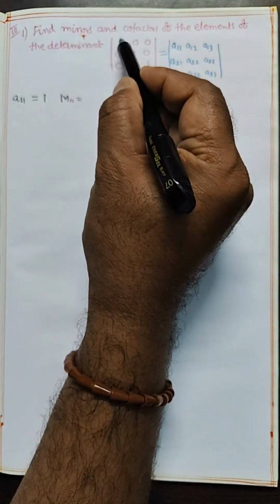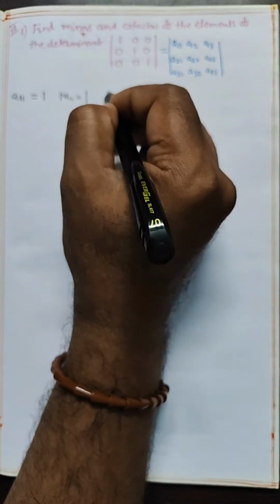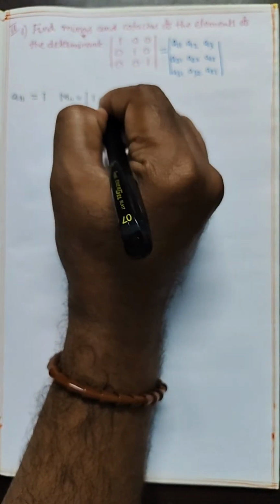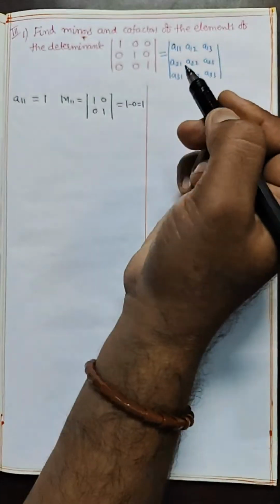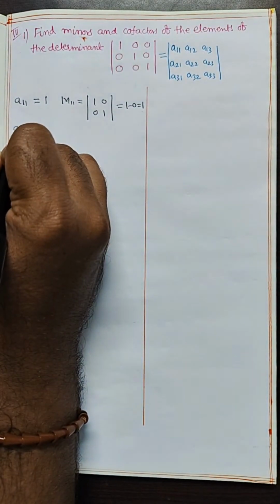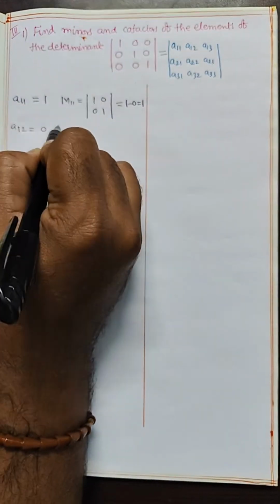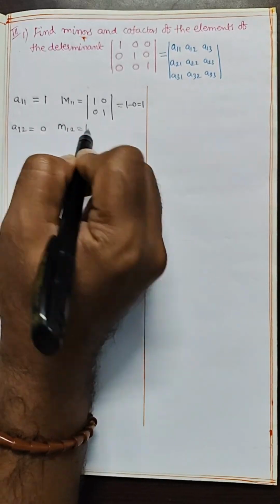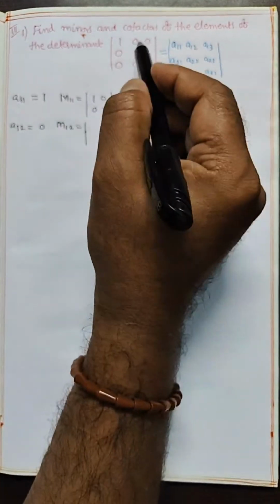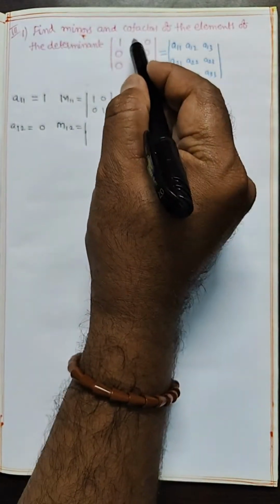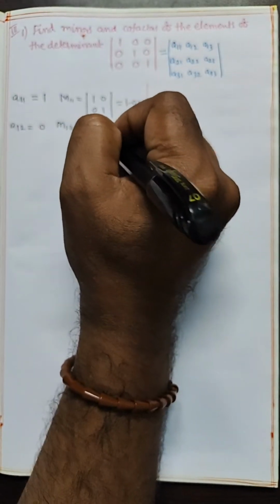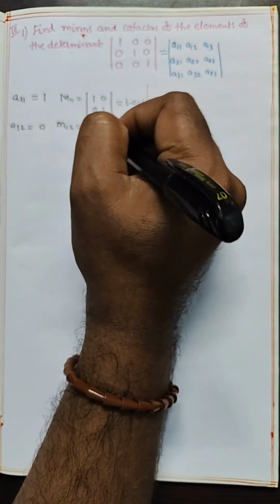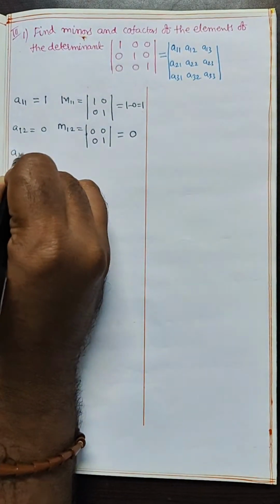For that, M11 means eliminating the first row and first column. So the determinant of this one, 1 0 0 1, is 1 minus 0, that is equal to 1. Next, the element A12 is 0. So M12 is eliminating this row and this column: 0 0 0 1, which is equal to 0 minus 0, that is 0.